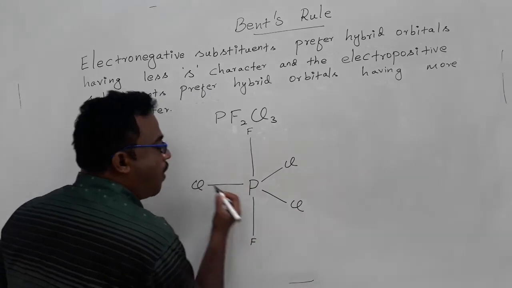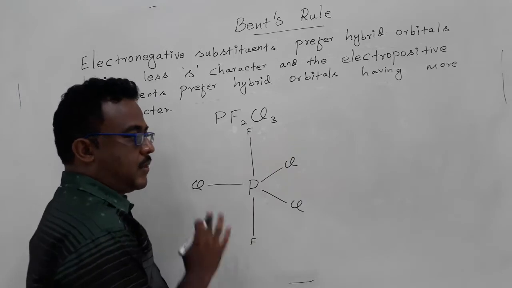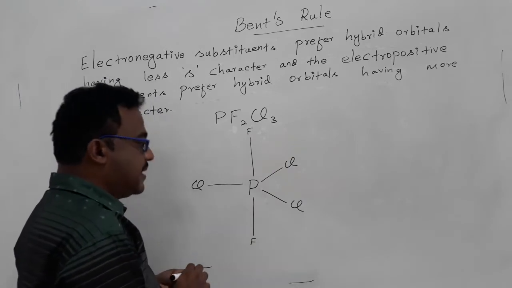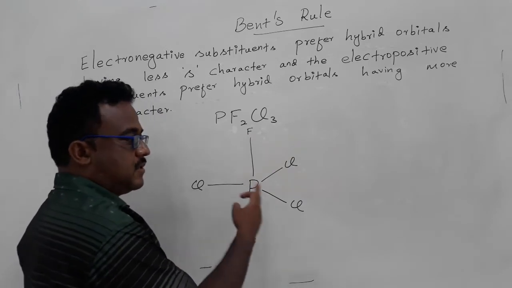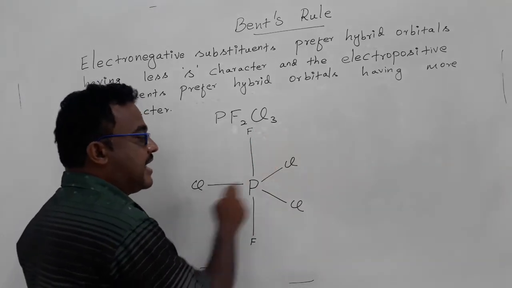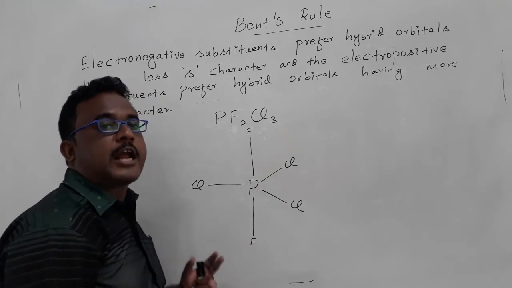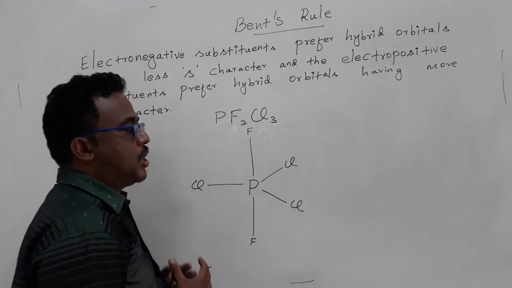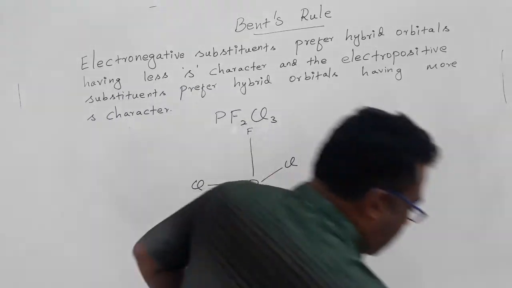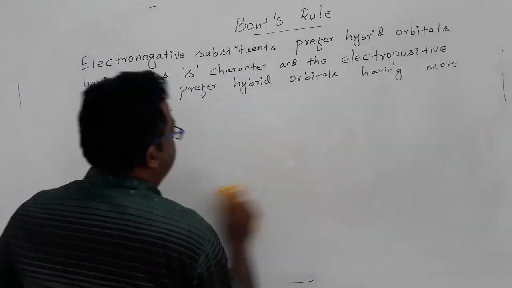So the final overall geometry of the molecule PF2Cl3 is this one. The phosphorus will be the central atom, bonded with two fluorine atoms in the axial positions, and the three chlorine atoms will be in the equatorial positions, to form a trigonal bipyramidal geometry of the molecule. Okay, let me go to another example.